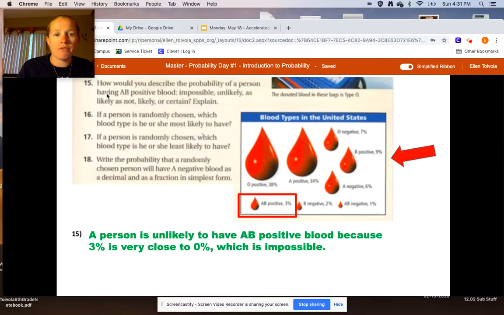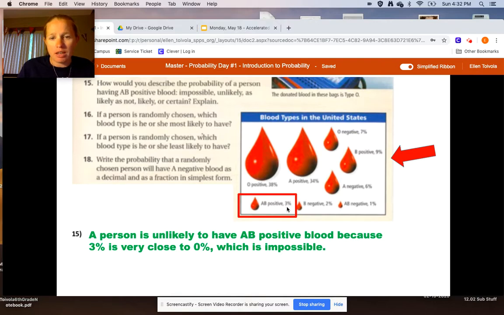All right, so here's number 15. How would you describe the probability of a person having AB positive blood? Impossible, unlikely, as likely as not, likely or certain. Also notice there's the word explain, so I'm expecting at least one complete sentence. So my work is down here. Notice here's my arrow saying, yep, I'm going to look in this picture and I'm going to look for AB positive. So I put a little box around it. It's not super easy to read, all right, but you can do it. It says AB positive, comma, 3%.